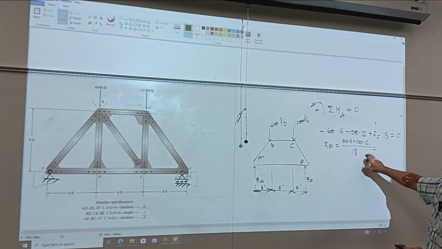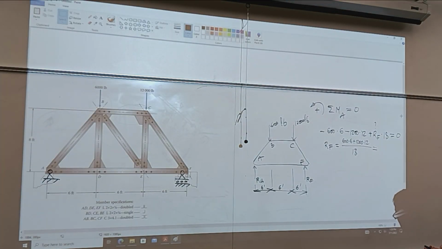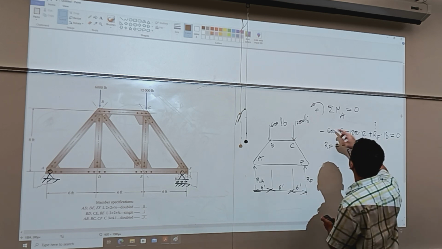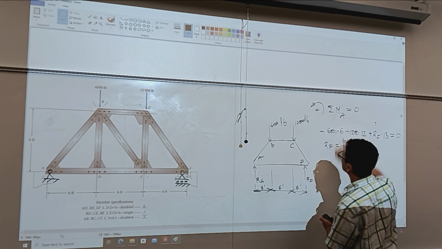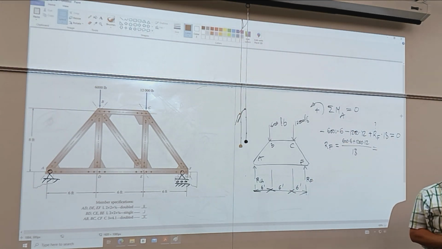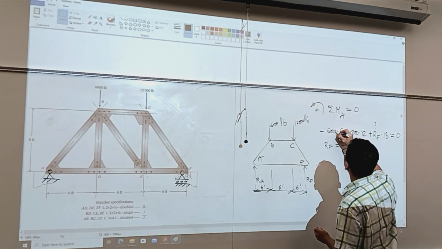Okay, so let's calculate this. It'll be 600 times 6 plus 1200 times 12 equals, oh, you're right. Thank you. Students don't do that. Let's see what he does. Okay, he will mess it up.